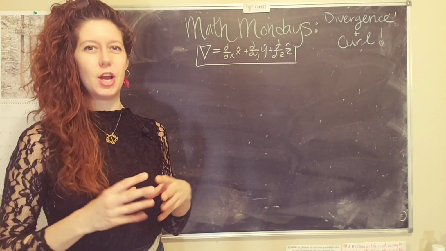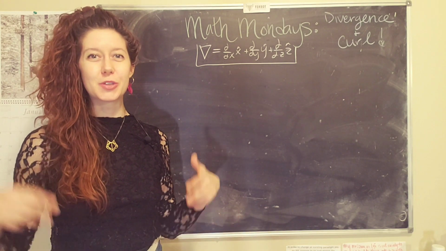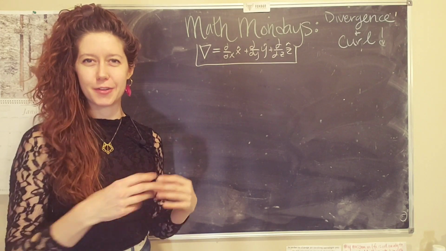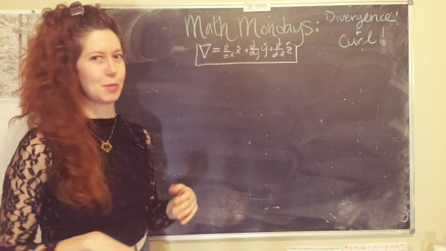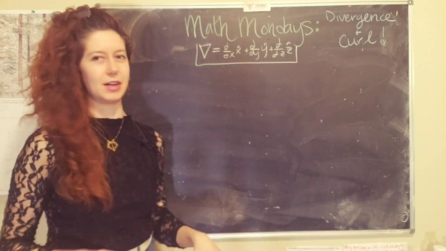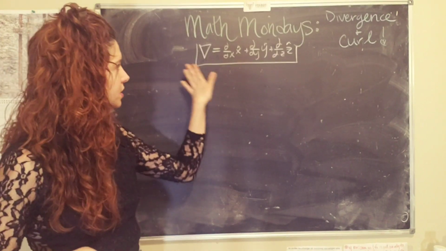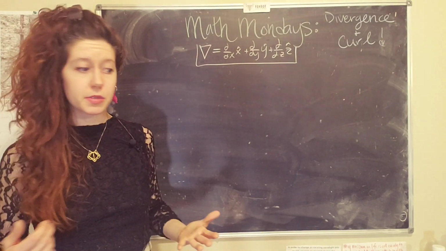Okay, so in the last episode, we looked at the gradient, which is this fun little vector right here. I affectionately will probably refer to this mostly as del, because that's what the Greek letter is. I like to be lazy. So in the last episode, we looked at where this definition comes from.